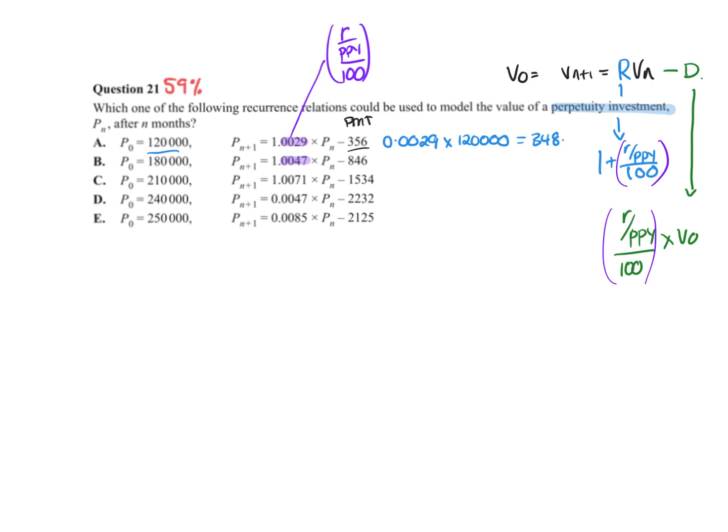If I do the next one, I work out that 0.0047, so that's the interest amount. If I do that times 180,000, I end up with 846. So that one does match the payment, so I'm going to say that is the answer for a perpetuity. That's a quicker way to do it: just use the little interest part. You don't use the 1, you just use the number after the decimal point. I'll pause it and let you do that other one.